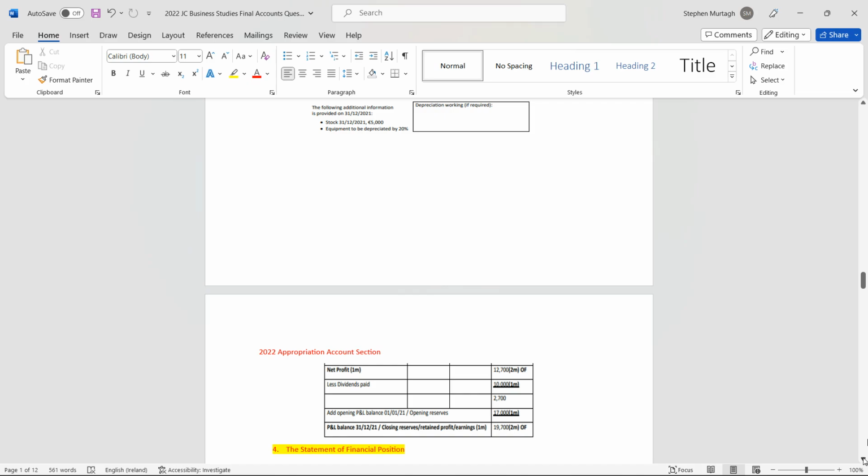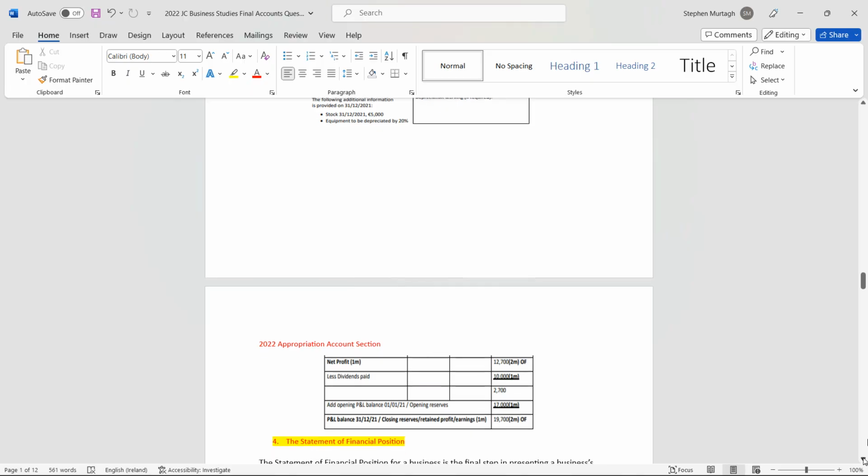Net profit less the dividends, which is 2,700, add back on the opening reserves of 17,000, and there's that final figure. P&L balance 31st of the 12th, or closing reserves, or retained earnings, retained profit, or whatever. That final figure there of 19,700. So now your income statement is complete, and you're going to move on now to the statement of financial position.